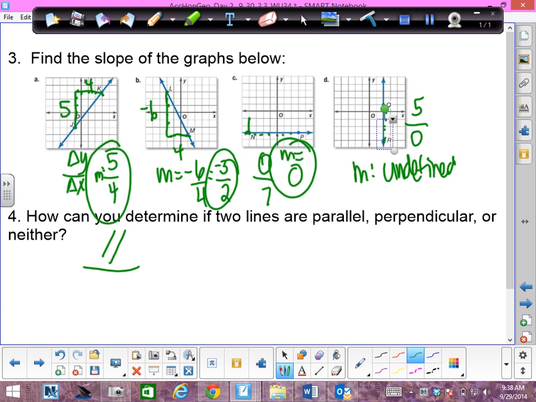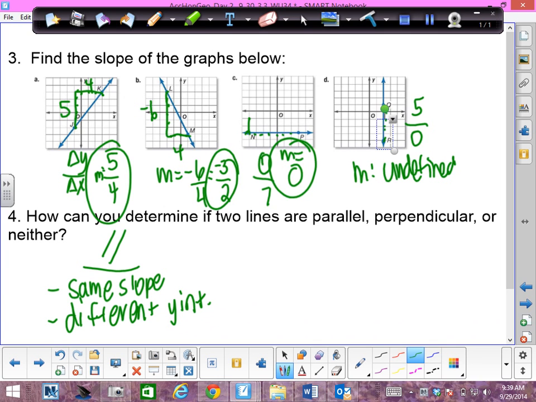Now this symbol, hopefully you remember, means parallel. So if lines are parallel, you should remember they have the same slope. But if they have the same slope, we need to remember they would have a different y-intercept to be parallel. And you need to think about, why would the y-intercept need to be different? What would happen if it had the same slope and the same y-intercept?